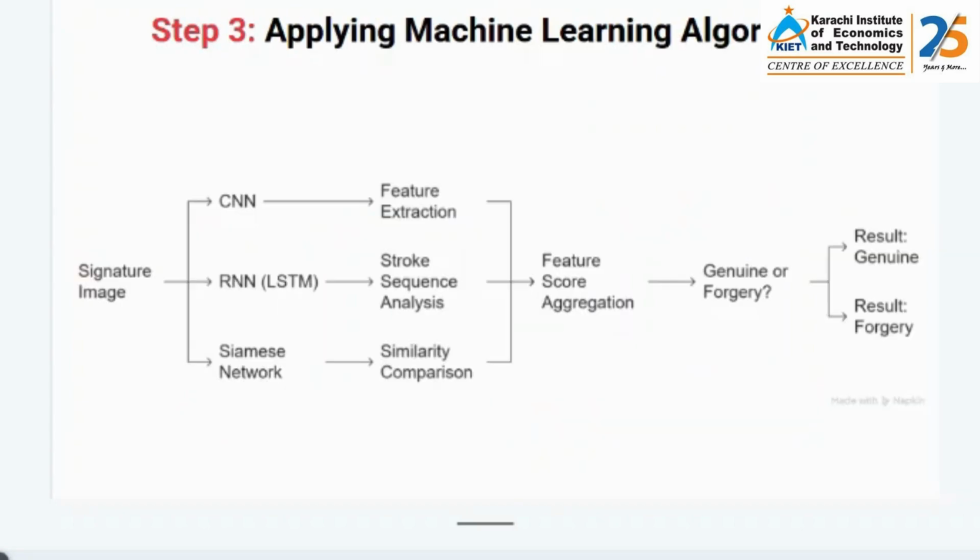Last but not the least, I have the machine learning algorithm workflow in which we are using CNN, RNN, and GLCM to get feature, stroke, and similarity respectively. After that, the feature score aggregation is made, which is then marked as genuine or forged, and the results are then shown in the front end.